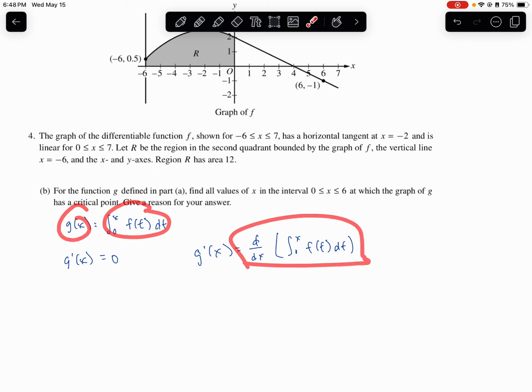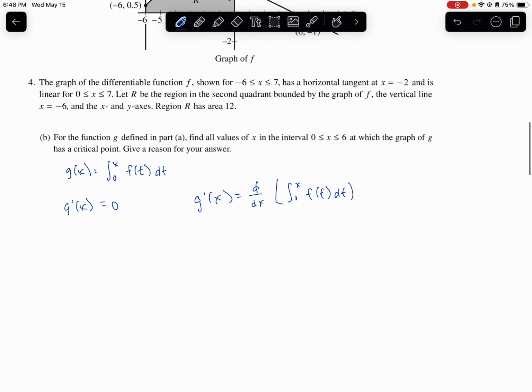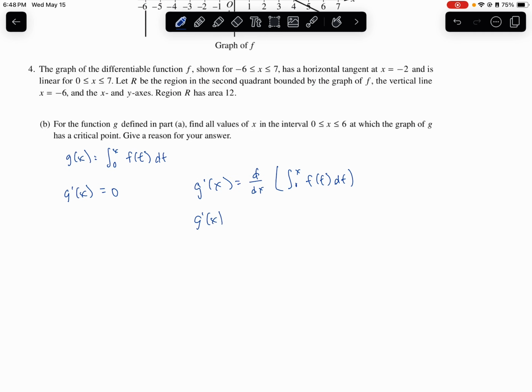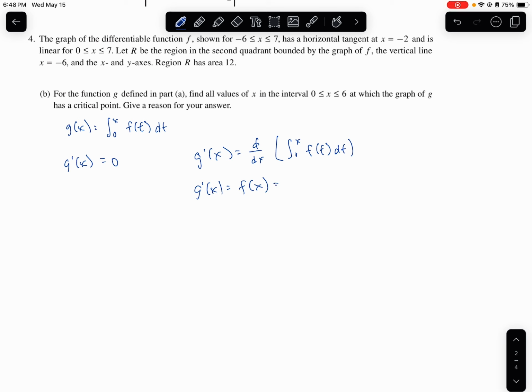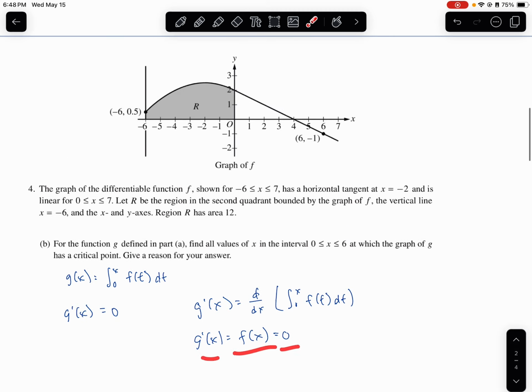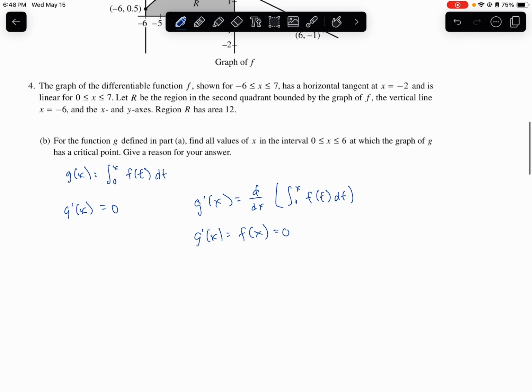By the fundamental theorem of calculus right here, we'll just say that g prime of x is equal to f of x, which is what I was kind of saying earlier. And when this is equal to 0, I just really need to use the graph right here. So when does g prime of x, which is equal to f of x, equal 0? Since this right here is our graph of f of x, it only equals 0 at x equals 4. So at x equals 4.